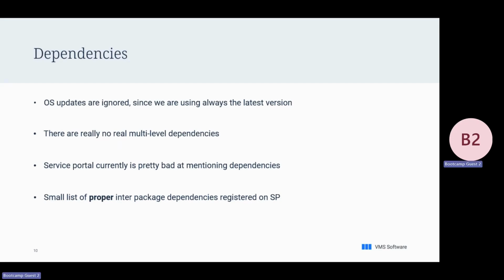Yeah, we touched quite a little about this already. We ignore the OS updates, patch kit and base OS, because we are assuming that we are always going to deliver the latest. So that makes it a lot easier to handle dependencies. There are no real multi-level dependencies that we haven't been able to identify. We think there are out there, but it's just not currently reported in the service portal. And it's pretty bad at mentioning the dependencies in general, regardless if it is multi-level or single level. So we've seen only 5 or 6.